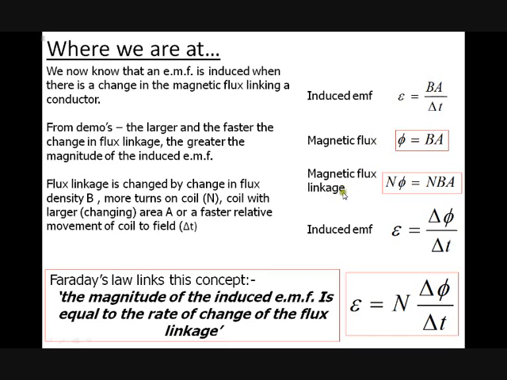We then had this idea of flux linkage, and this is the amount of flux that links through a coil with N turns of a particular area. So the complete formula is this one at the bottom, which is the induced EMF is equal to the rate of change of flux linkage, where N delta phi is the flux linkage through a coil. And remember, flux linkage is N phi, which is basically NBA, so a coil with an area with a magnetic flux density going through that area with N turns on the coil.